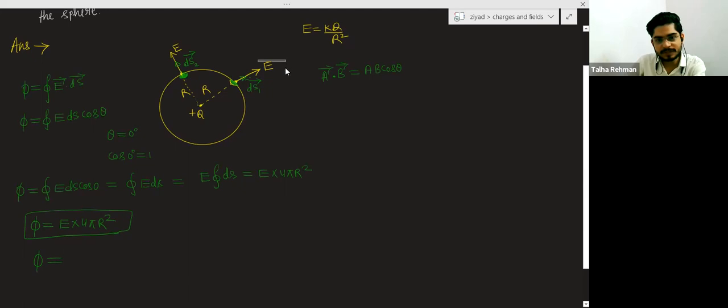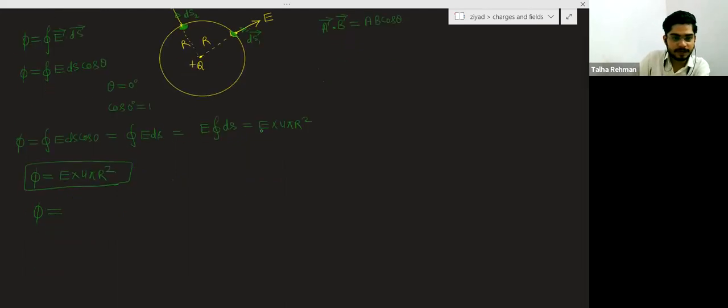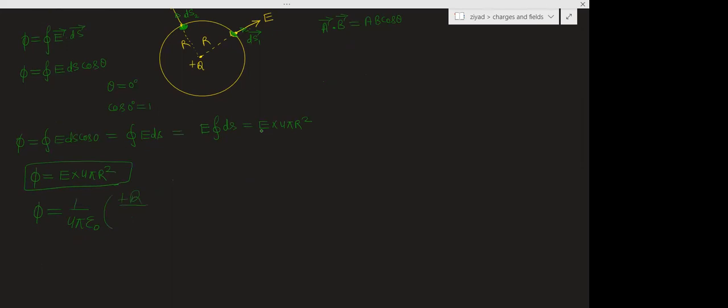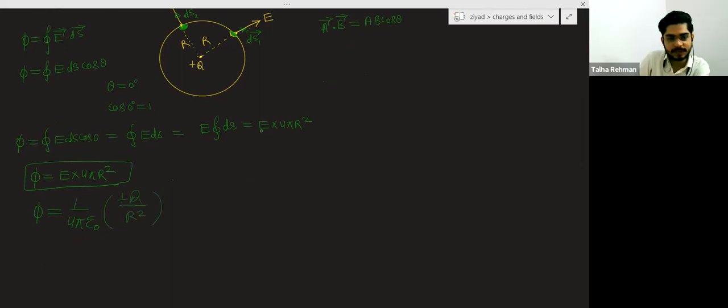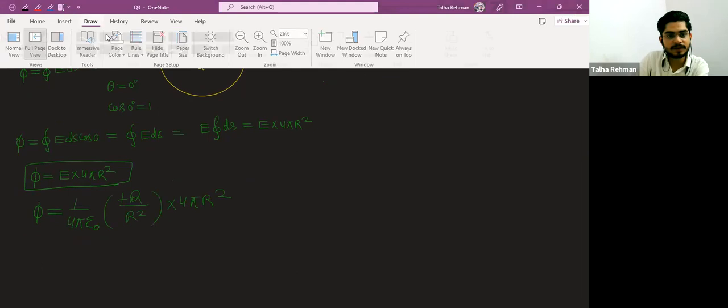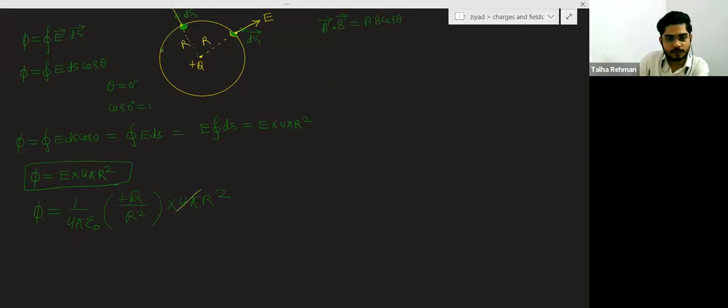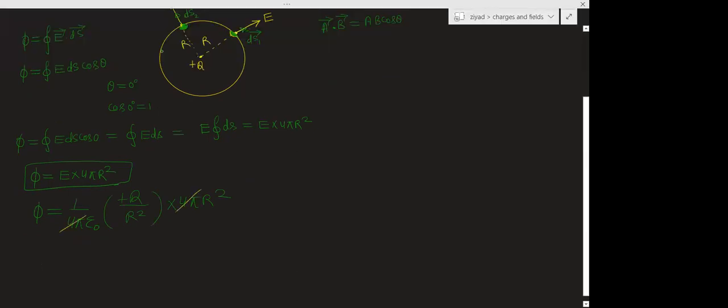If we want to calculate this electric field at a point which is at a distance r, then we will write k, means 1 upon 4 pi epsilon naught, into charge. Charge is plus q, divided by r square, and this is multiplied by 4 pi r square. Now you can cancel the terms: 4 pi is cancelled with 4 pi, and this r square will cancel with r square.